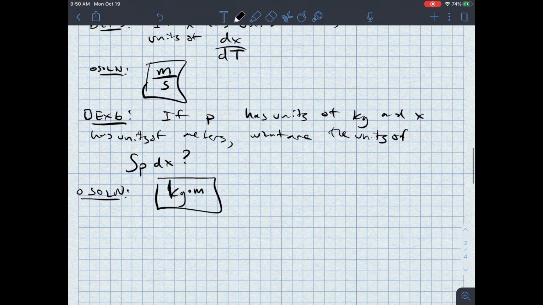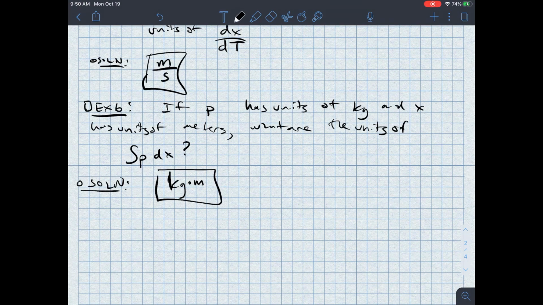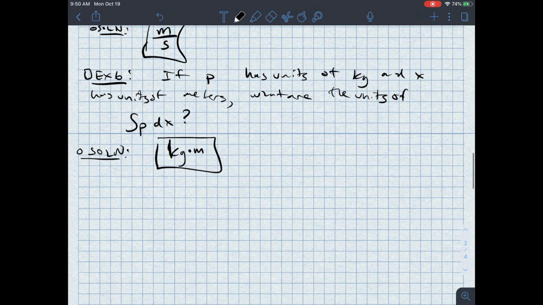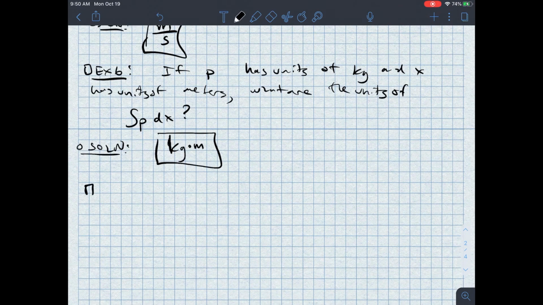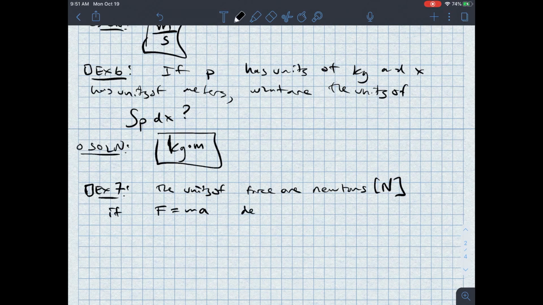I can also use this information to determine if equations make sense. All right. One more example like this, example number 7. In this example, the units of force are newtons, big N. If the equation for force is mass times acceleration, derive the units in SI form. SI would be units like kilograms, meters, seconds, and so on.